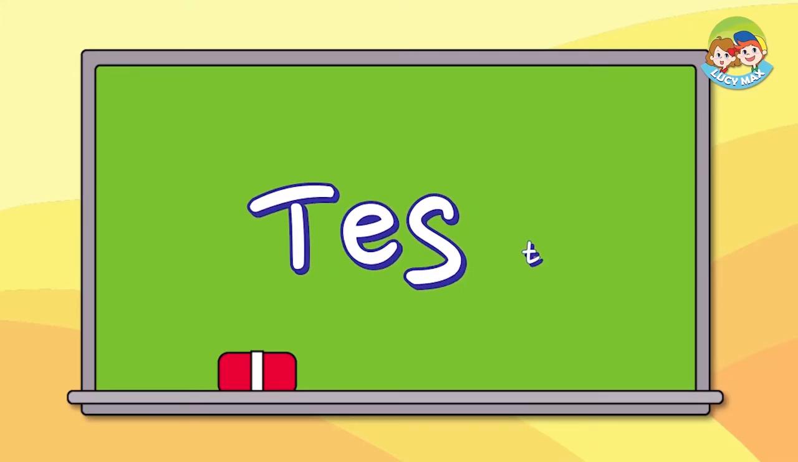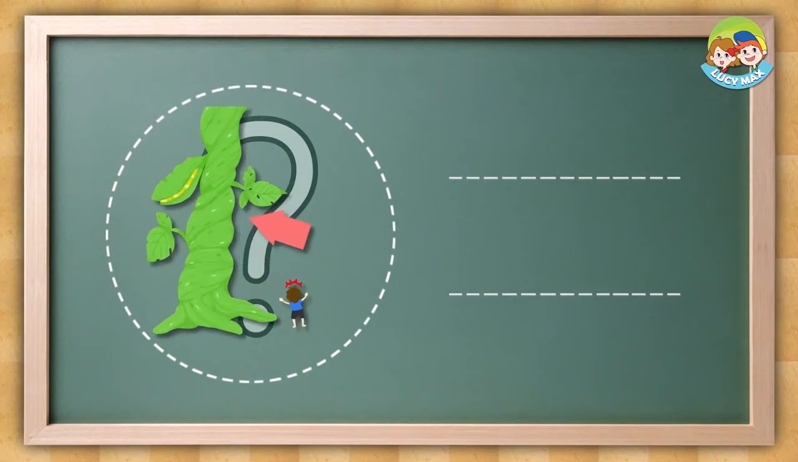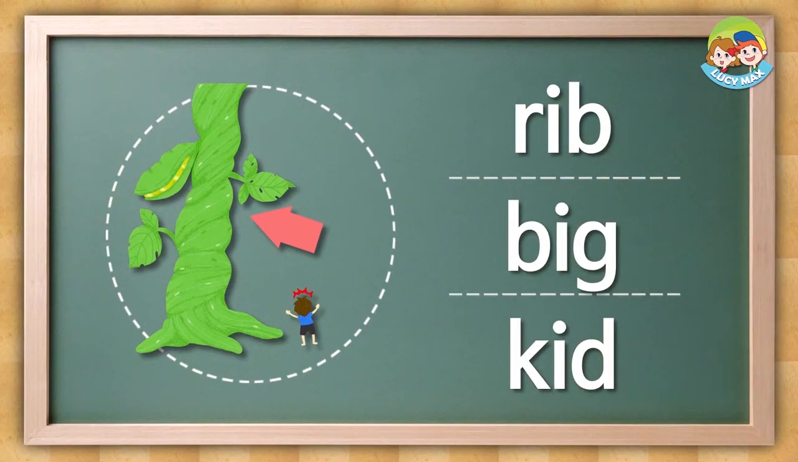Now we have a test. Look at the picture and listen. And then choose the word. Are you ready? Look at the picture, listen and choose the word. Big. The answer is this. Kid.